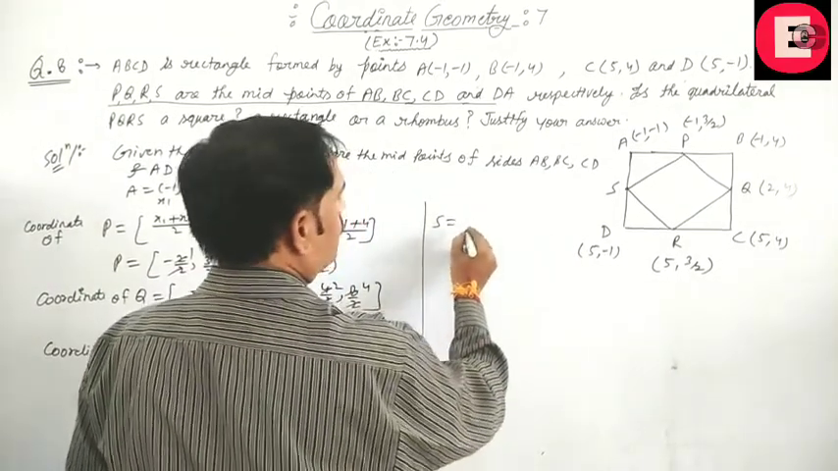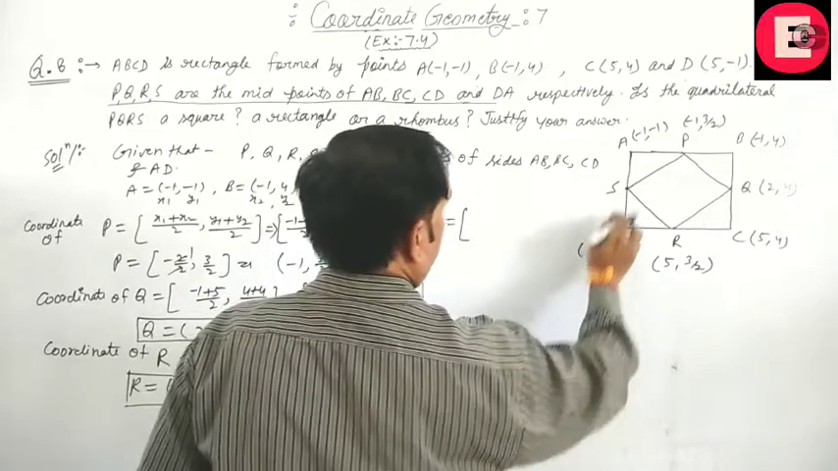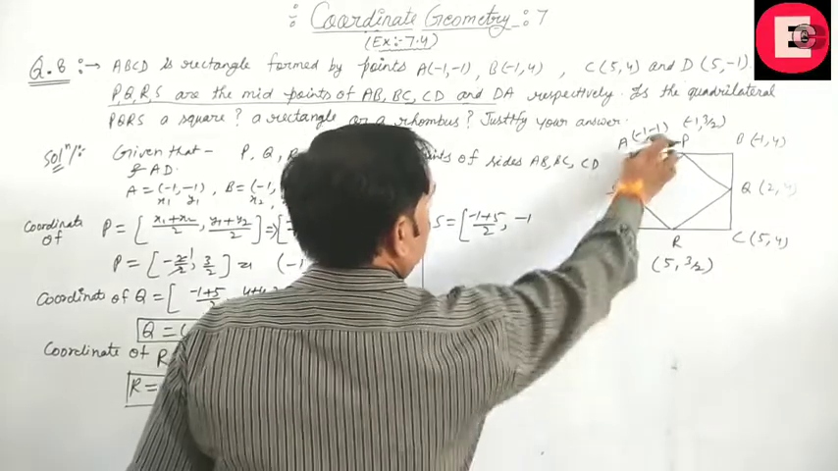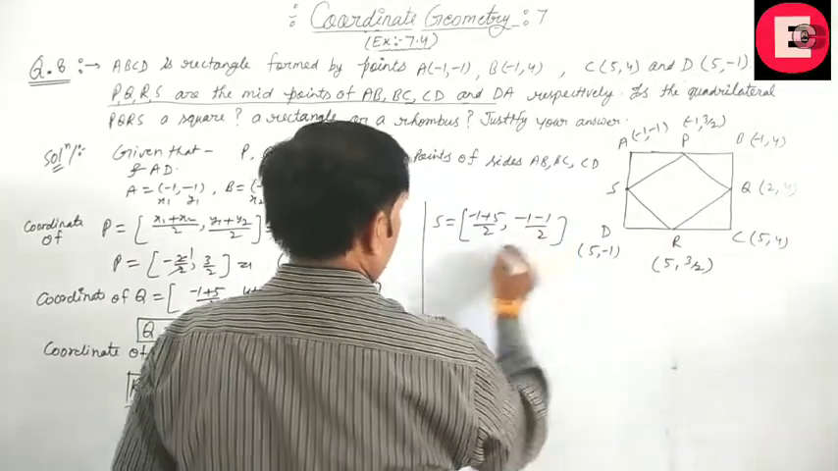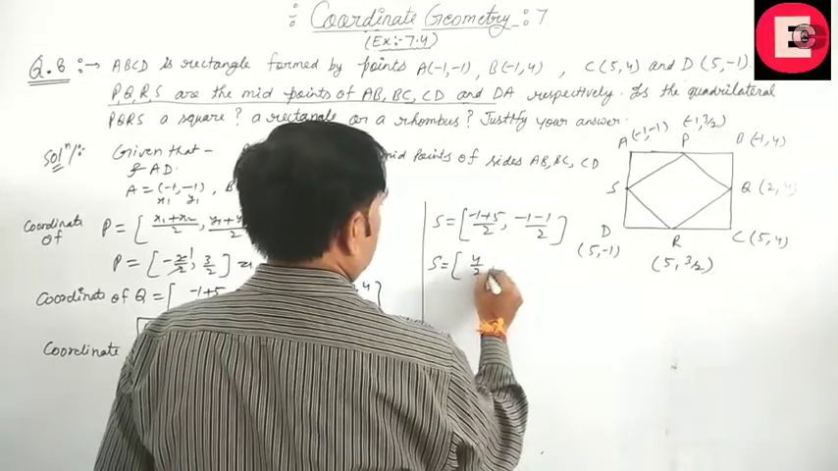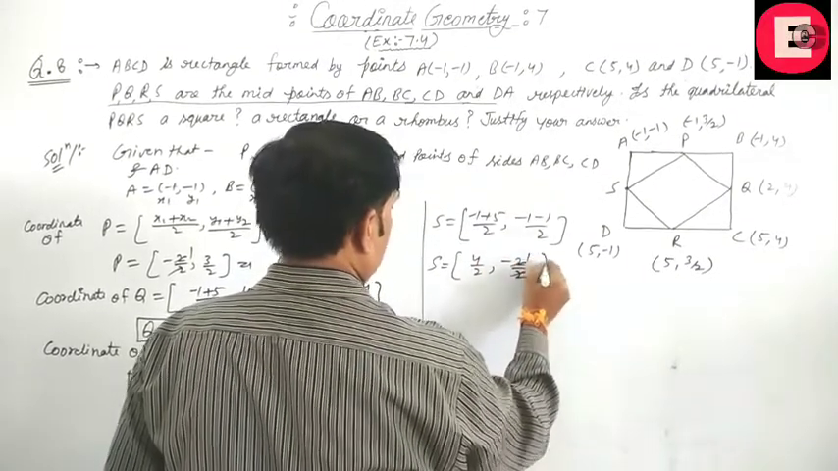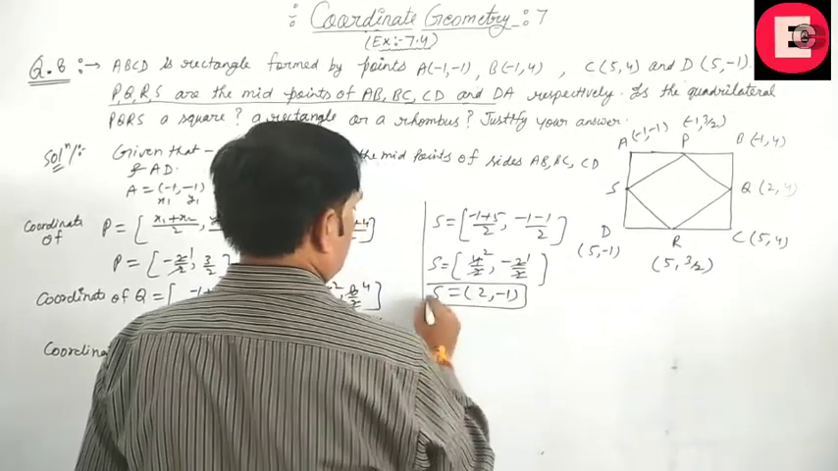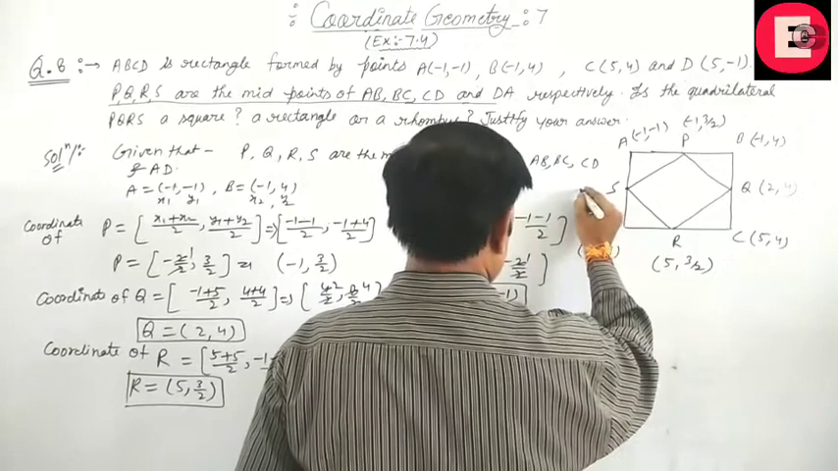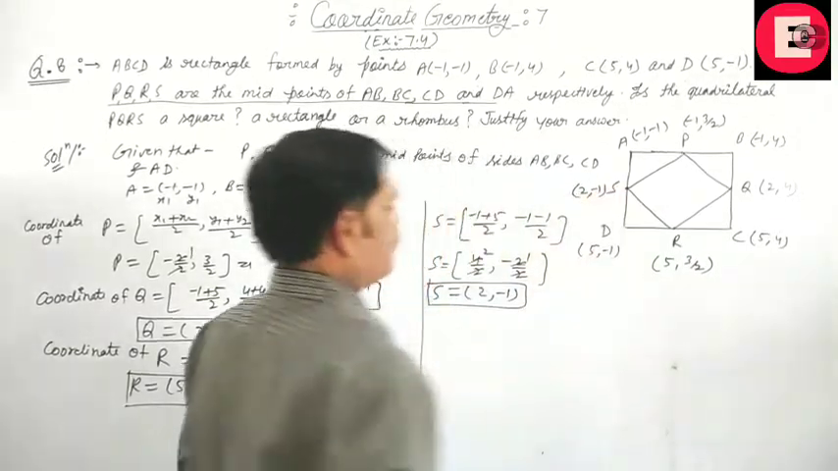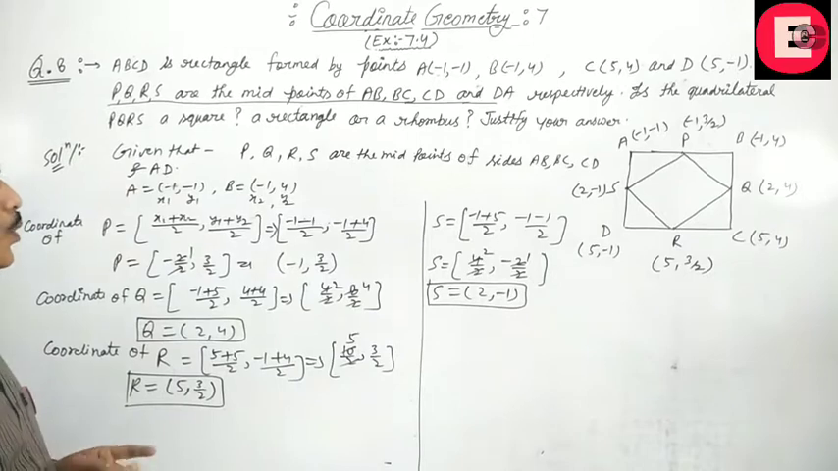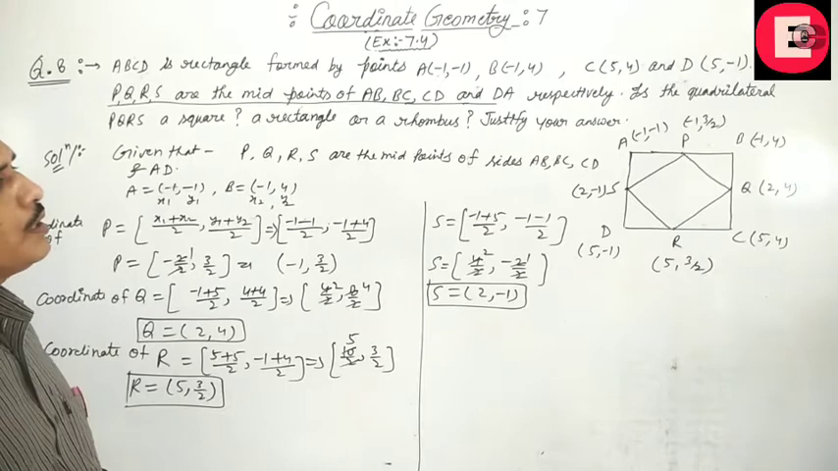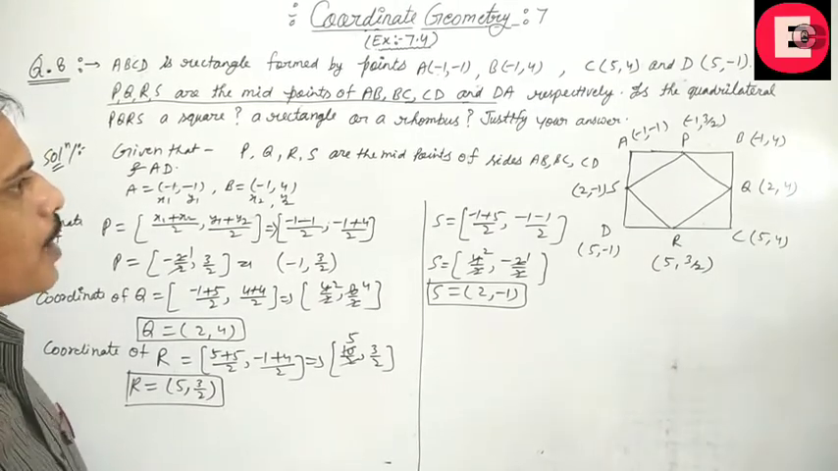Now for the coordinate of S is equal to, here x1 is equal to -1, plus 5 upon 2, and -1 upon 2. So the coordinate of S is equal to, this will be cancelled and also this will be cancelled. So S is equal to (2, -1). So please note the coordinates of P, Q, R, S. Now we are going for the further part.